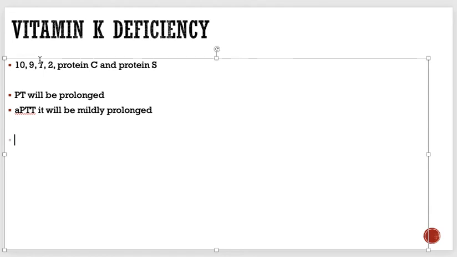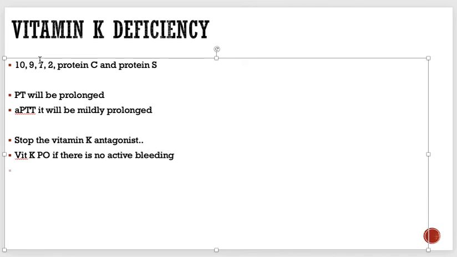What is the treatment, guys? If the patient is on warfarin, stop the vitamin K antagonist. If the patient is taking an antagonist, for example warfarin, give the patient vitamin K. Vitamin K can be given per oral or IV. Per oral if there is no active bleeding, but for someone who is bleeding, give vitamin K IV. So vitamin K is the antidote of warfarin as well, okay?